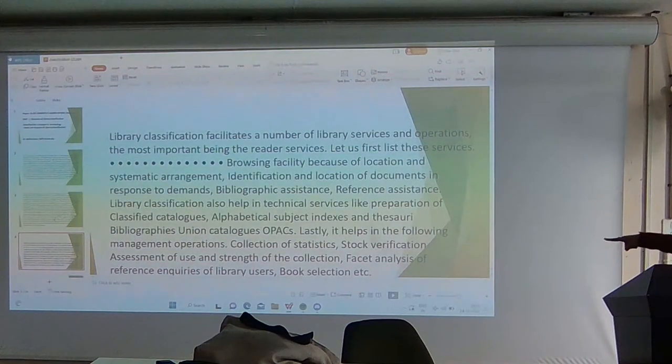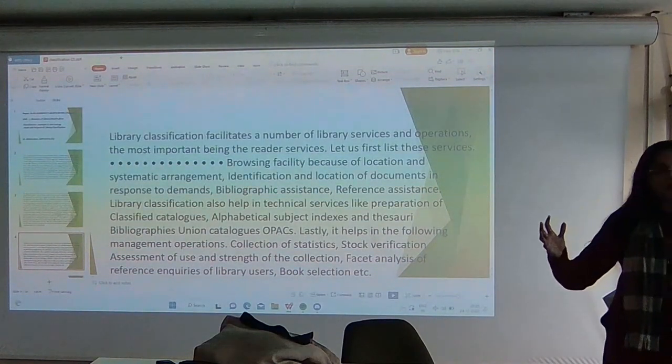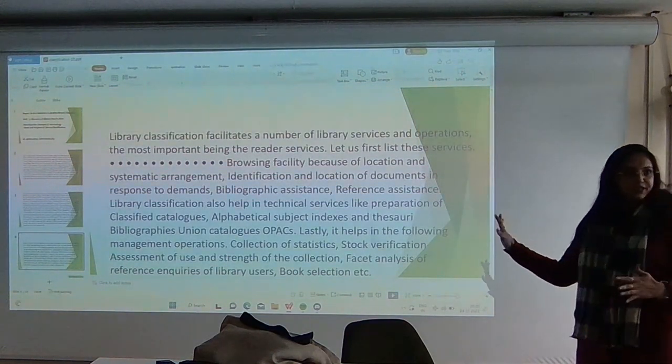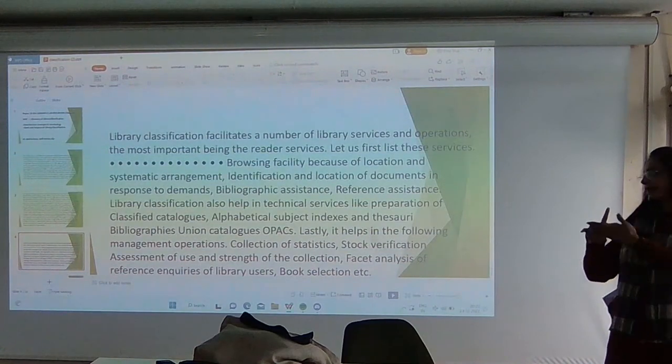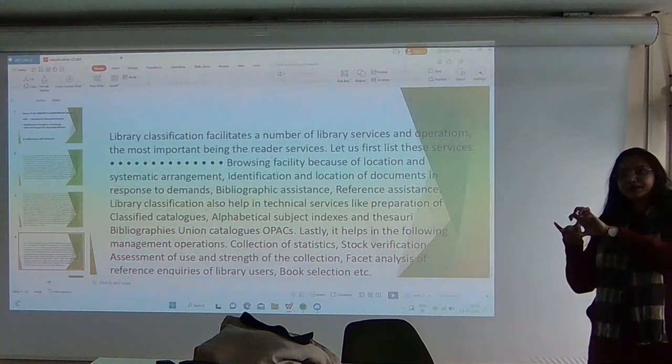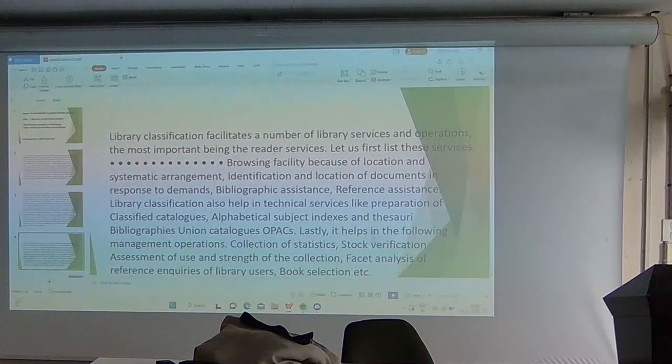So after this, it helps in management operations. Then collection of statistics, stock verification, assessment and use of strength of collection. So stock verification means when you have many books in your library and you want to check which books are missing, which books are there, how many books are there. So this is also possible when we do the classification. ठीक है? It also helps in collection statistics कि हमारे पास कितनी इस particular subject की पुस्तकें उपलब्ध हैं library में, ठीक है? Then grouping, analysis of reference and queries of library users, book selection etc.